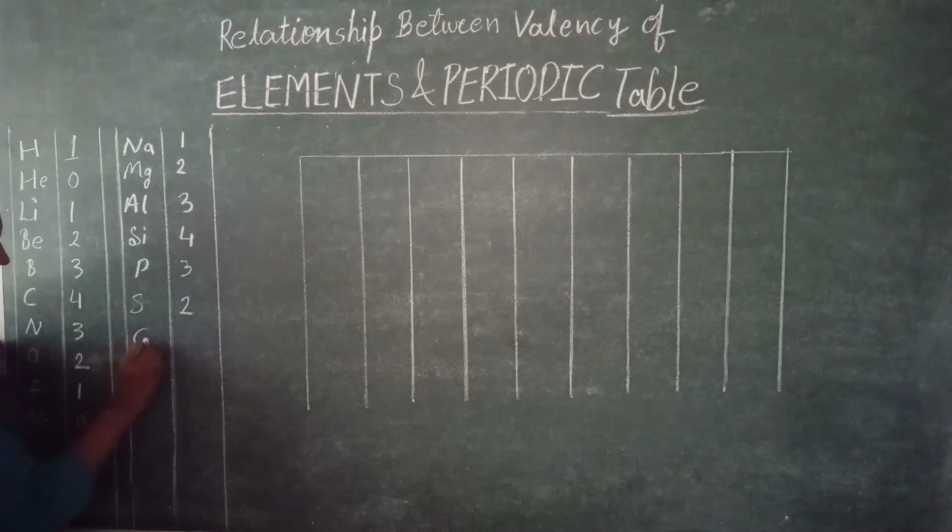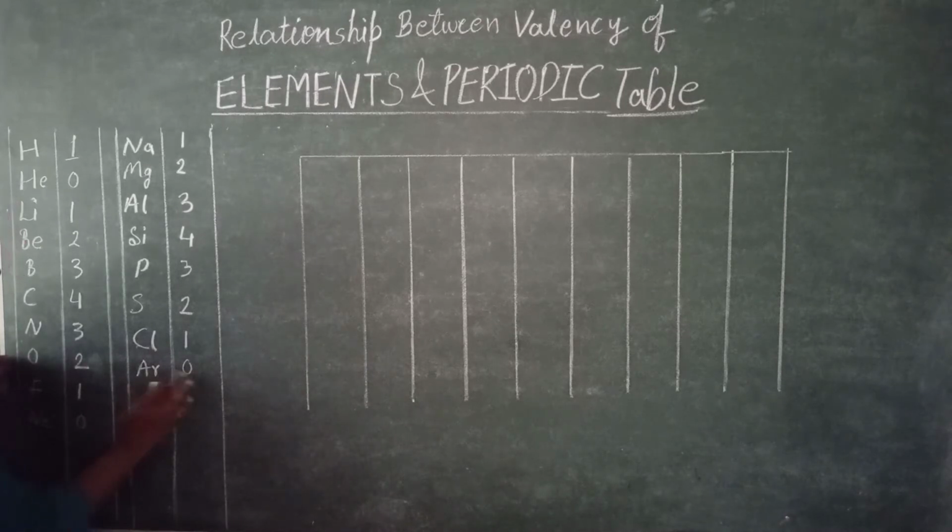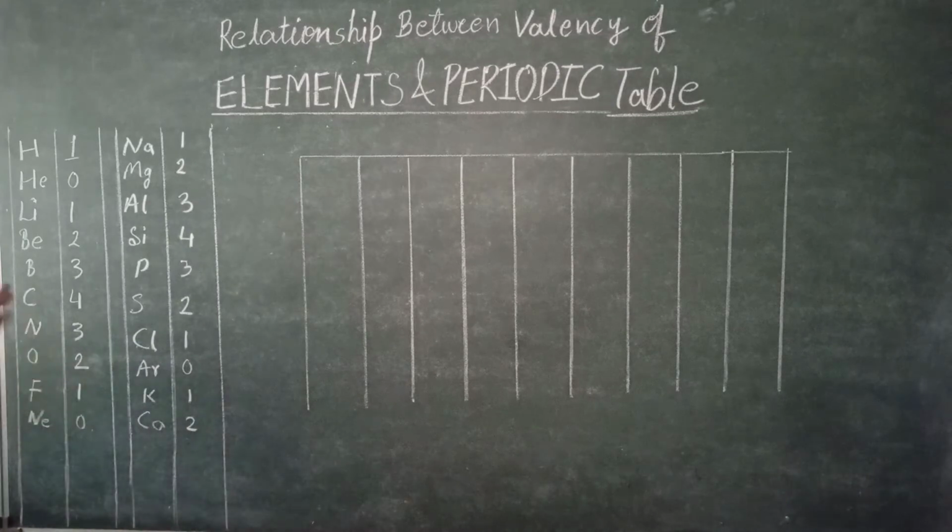Chlorine. Its valency 1. 18, argon. Its valency 0. 19, potassium. Its valency 1. And then last, calcium. Its valency 2. So in this way these are the valencies of the first 20 elements.